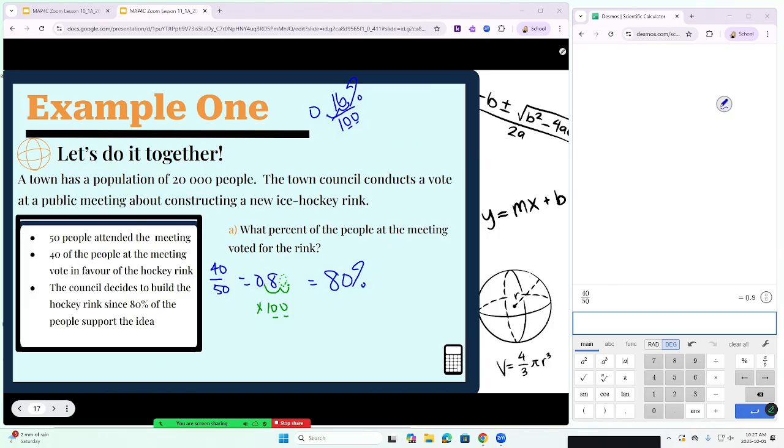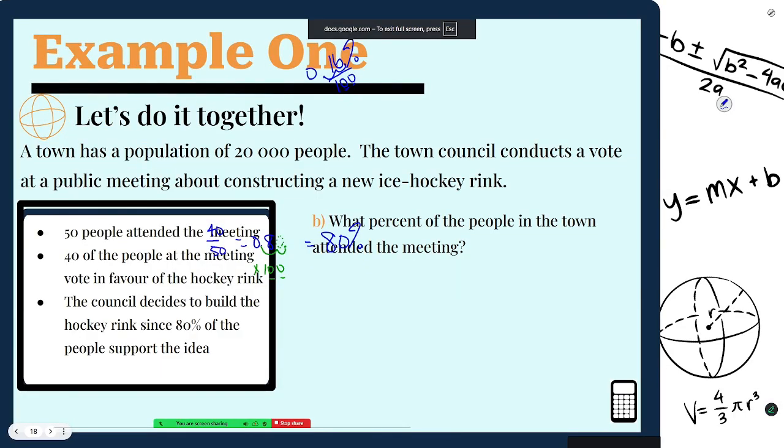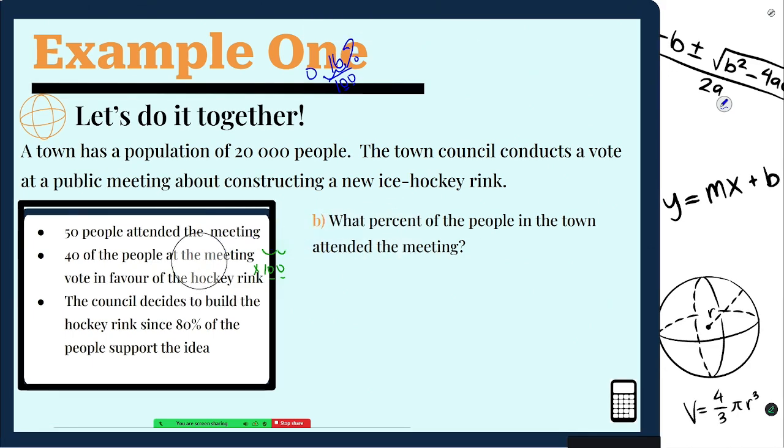All right, so the numbers are right there. What percent of the people at the meeting voted for the rink? 80% supported the idea. The next part of the question says, what percent of the people in the town attended the meeting? So 80% who attended voted for it. But what percent of the people in town attended the meeting?